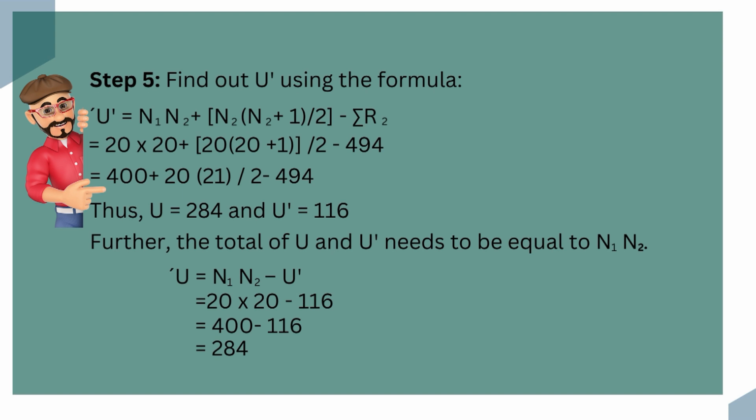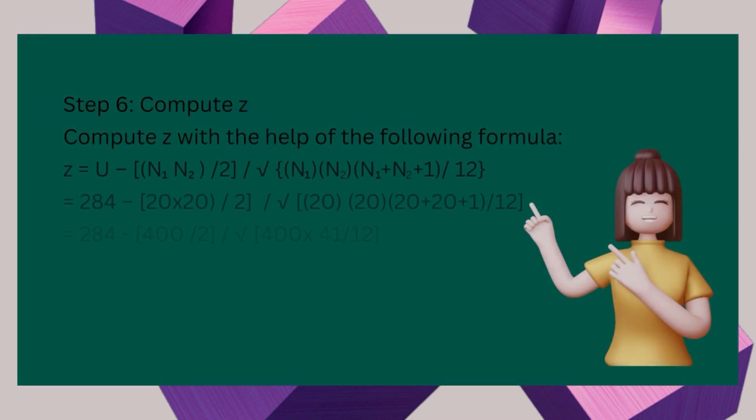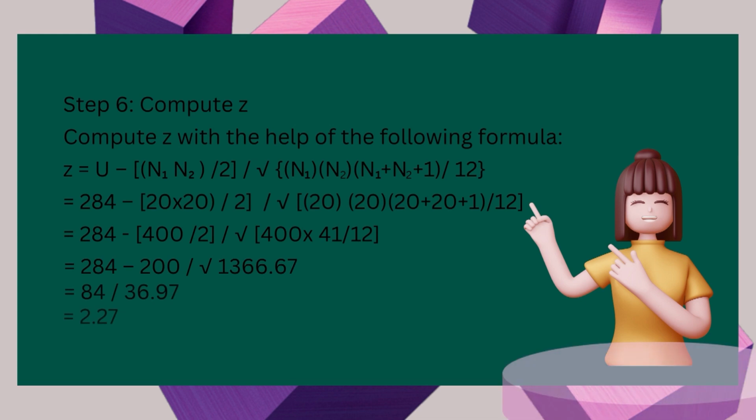Now, let us go with step number 6. We have to compute z. Now, we need to compute z with the help of the following formula. z is equal to U minus n1 n2 divided by 2, over the square root of n1 n2 (n1 plus n2 plus 1) divided by 12. So, this would be the total value 284 minus 400 by 2 over the square root of 400 into 41 divided by 12. So, the total would be 284 minus 200 and the value would be 2.27.